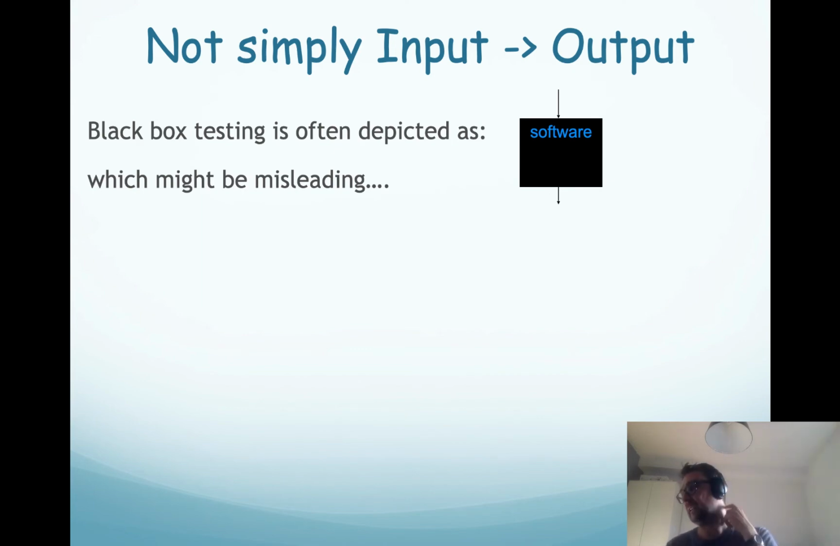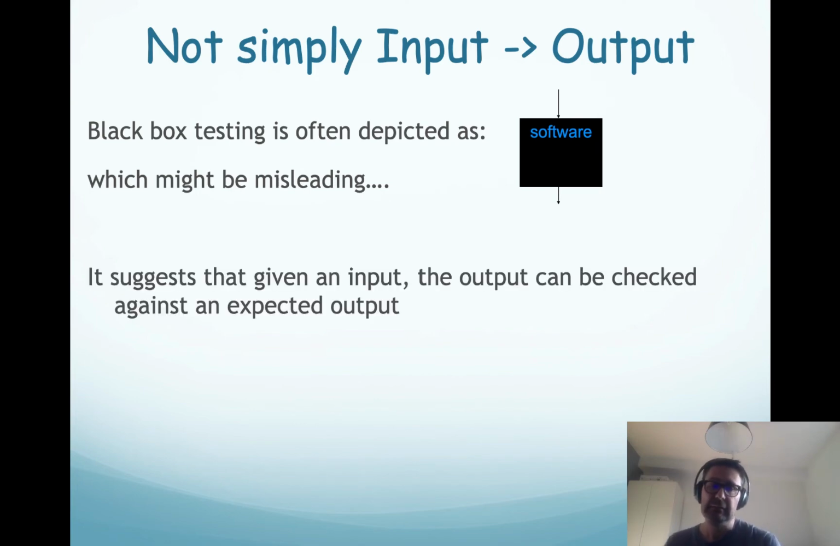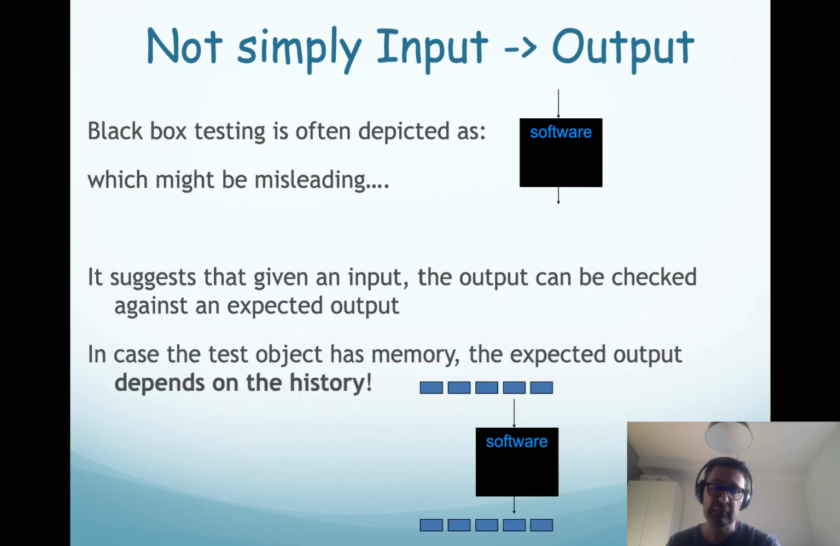So the traditional view, as we've seen before, is that black box testing is a black box. We give input and we get certain output. But of course, in reality, this might be too simple a view. This view suggests that we can just have a series of inputs and we can describe the output. But often, of course, the software itself has some kind of state. And then the expected output will depend on the inputs that we've given before. So it depends on the history of what we did to this piece of software before, right?